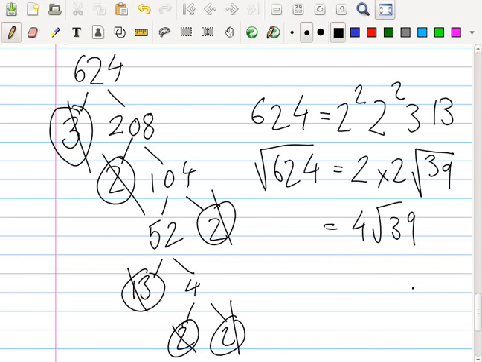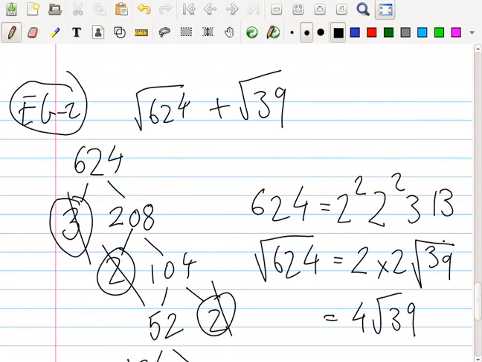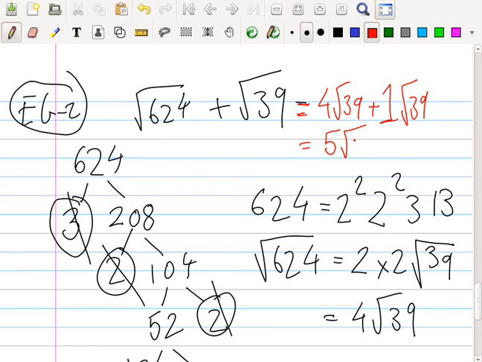So write that down, please. Well, we can now answer the question because, I'll do it in red here. This equals 4 root 39 plus 1 root 39. That will equal 5 root 39.